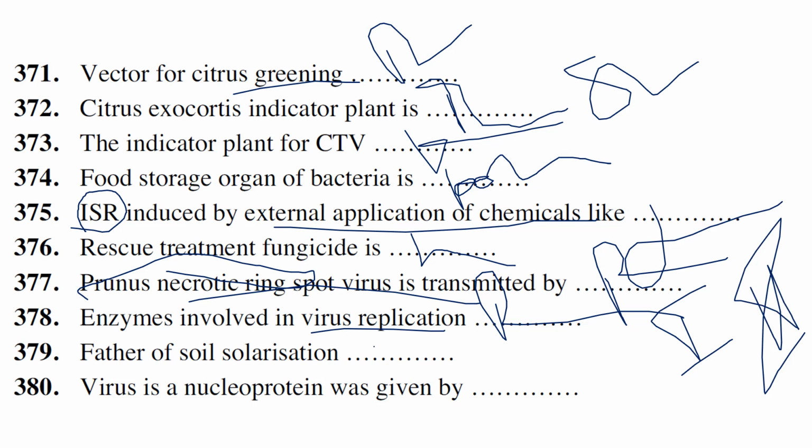Father of soil solarization, Jacob Katan. Jacob Katan is generally considered as the father of soil solarization. He's an Israeli scientist.